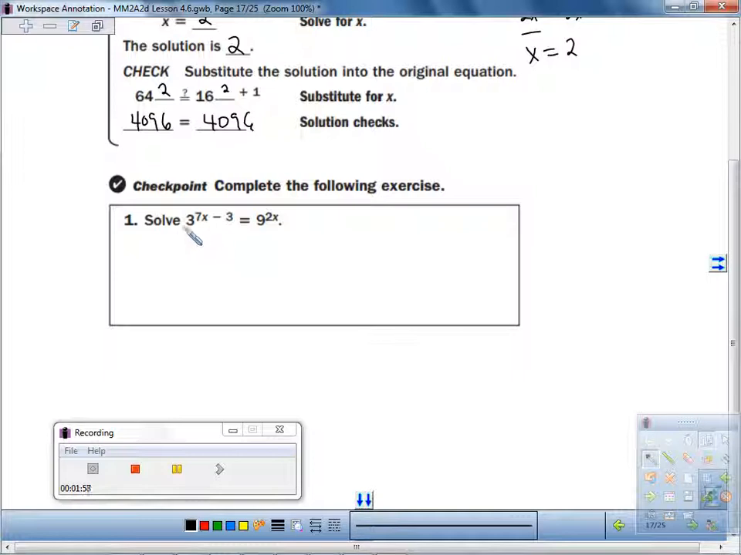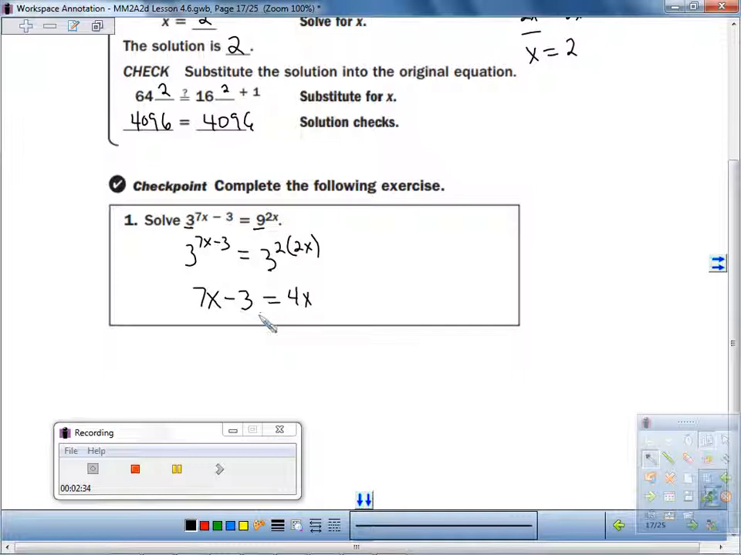What I would do, we have the base of 3 here, so is there a way I can write 9 as a base of 3? Yes. 3 squared gives me 9, so we'll write this as 3 to the 7x minus 3 is equal to 3 squared to the 2x. Now the 2x came from the problem and the 2 comes from this, so 3 squared gives us the 9. So now I would just write this as 7x minus 3 is equal to, now you may want to go ahead and write this as 4x. I just went ahead and multiplied the 2 times the 2 to get to 4x.